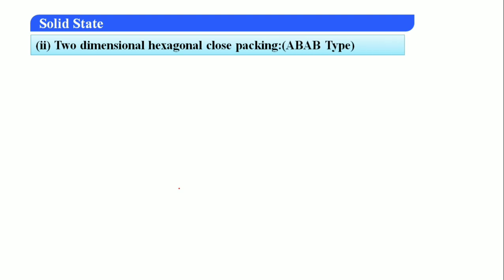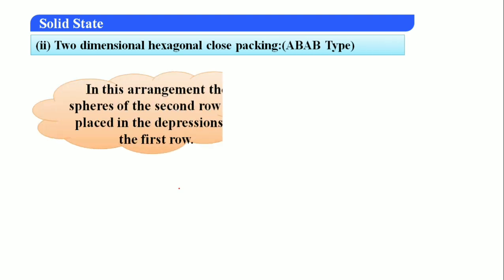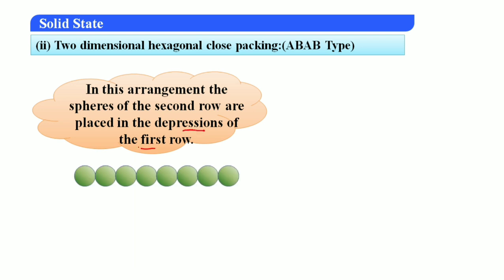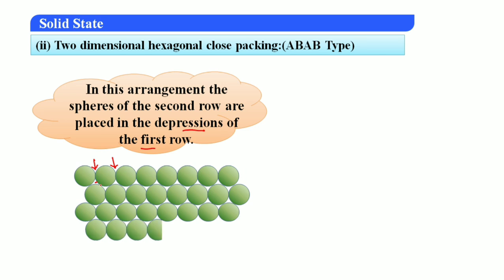Now 2-dimension hexagonal close packing, AB type. In this arrangement, remember, spheres of the second row are placed in the depression of the first row. Depression means, remember, this one. This is called a depression. This is called a depression. So now you can see the second row is placed in the depression of the first one. The first is similar to the third, similar to the fifth, and the second is similar to the fourth. Hence we can call this an AB type of arrangement.